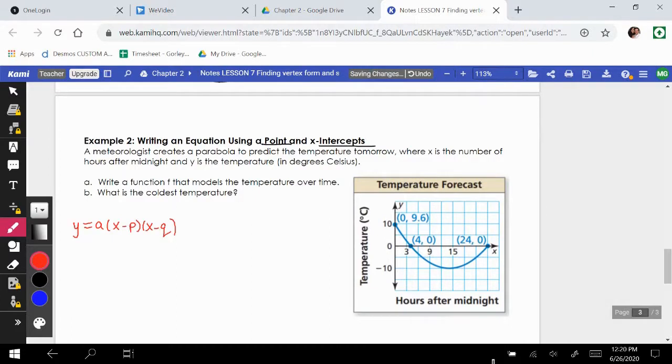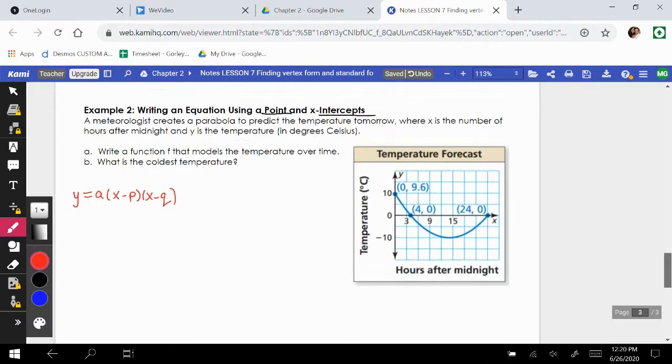All right, this one says a meteorologist creates a parabola to predict the temperature tomorrow, where x is the number of hours after midnight and y is the temperature in degrees Celsius. A, write a function f that models the temperature over time. B, what is the coldest temperature?